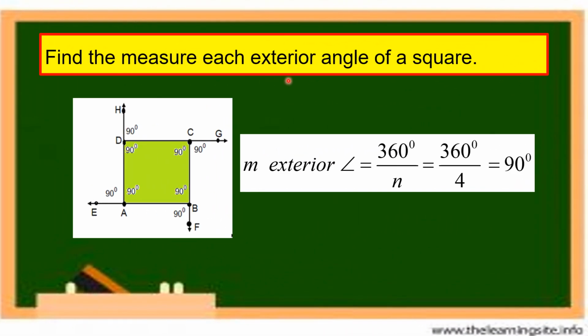Find the measure of its exterior angle of a square. The interior angle of a square is 90, so the exterior angle is also 90. We can use the formula 360 degrees divided by n. N is 4, 360 divided by 4, and that is 90 degrees.